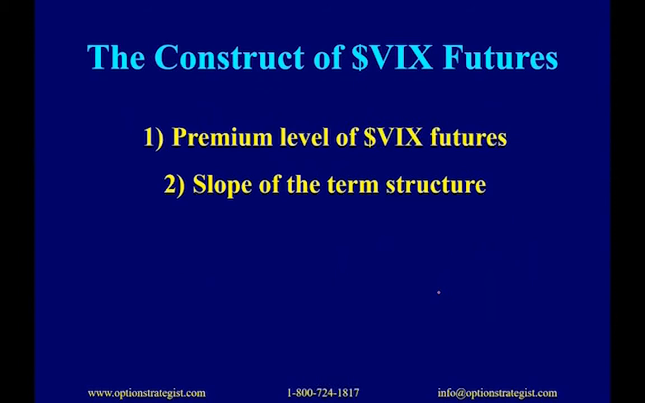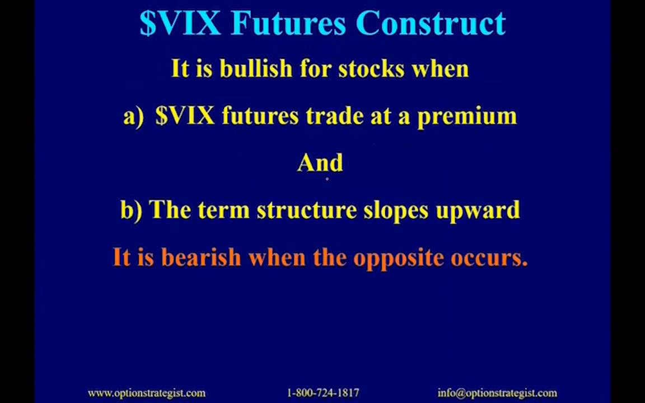Now, I wanted to just finish up with a couple more points here. One is the construct of the VIX futures. This is composed of two things: the premium level on the VIX futures and the slope of the term structure. We'll look at both of those. But basically, if the futures are trading at a premium, which they are right now, and if the term structure slopes upwards, that's bullish for the stock market. And if the opposite occurs, that's bearish for stocks.